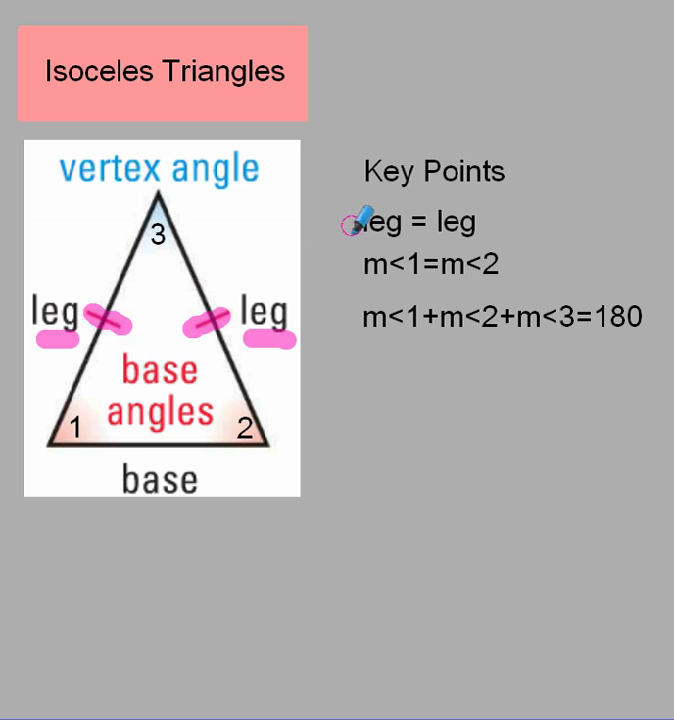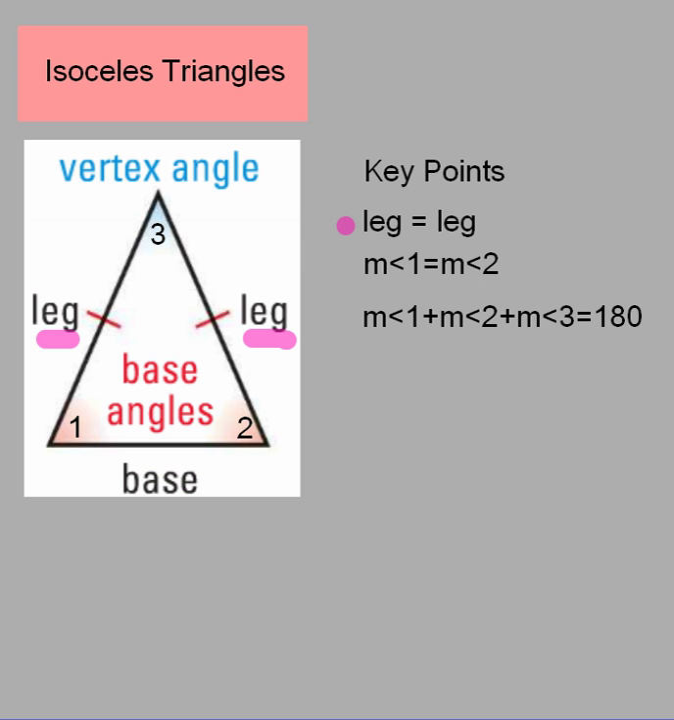So one of the things we want to know, and we can tell that from our diagram, is that a leg is going to equal the other leg. Now the third side, not to feel left out, it gets its own name, and the third side is called the base. So we've got two legs and a base that describe the sides of an isosceles triangle.